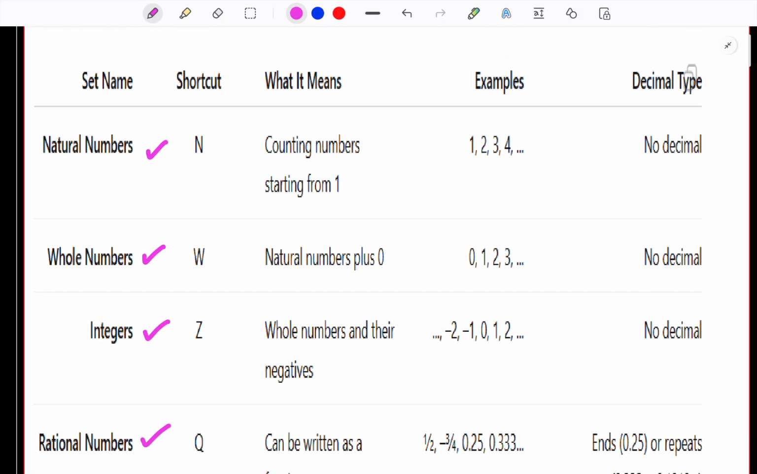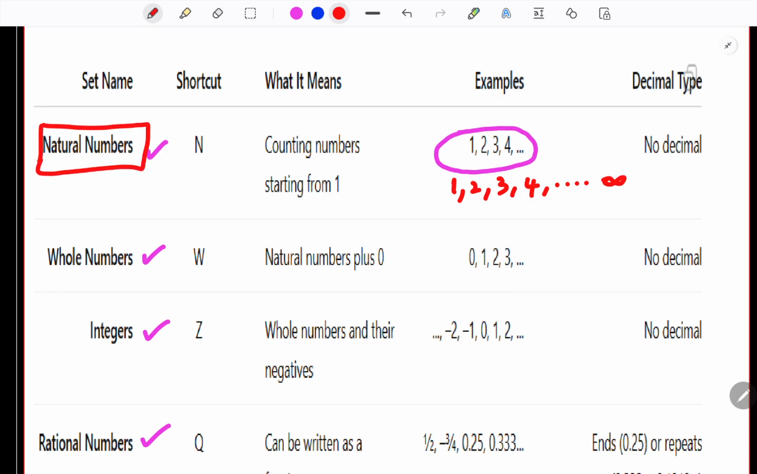What is a natural number? A number that starts from 1, 2, 3, 4, up to infinity. These numbers are called natural numbers. The next are whole numbers: natural numbers plus 0. Look here, there is a 0, I just included it. So 0, 1, 2, 3 up to infinity. This is called whole numbers. And both of these have no decimal.